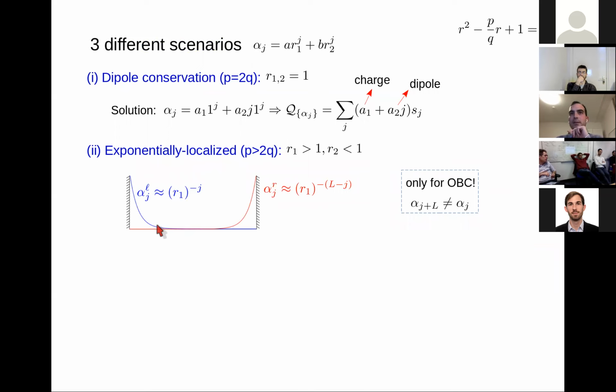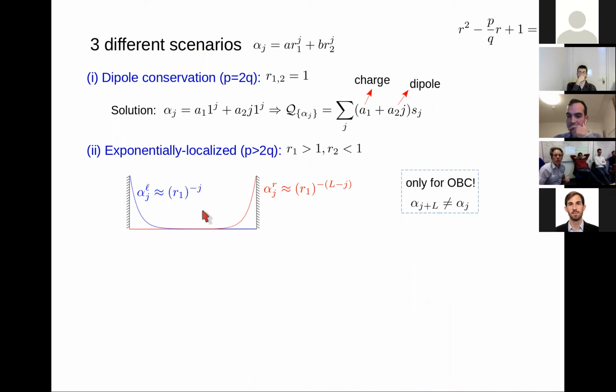So in particular, if you think about a local spin in the bulk, this will have exponentially small overlap with any of these two conserved quantities. And this also implies this exponential growth along the system, that this can only be an exact symmetry for open boundary conditions. Because if we wanted to solve this recurrence with periodic boundary conditions, we should also impose alpha j plus L equals alpha j for all j, but this is not possible for periodic boundary conditions, right?